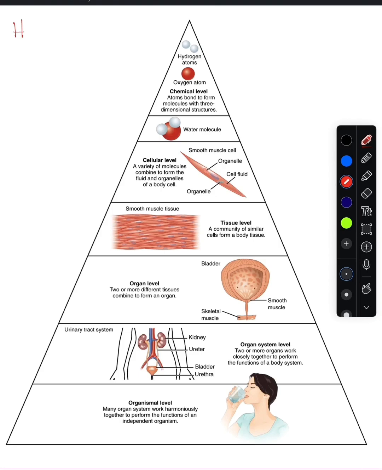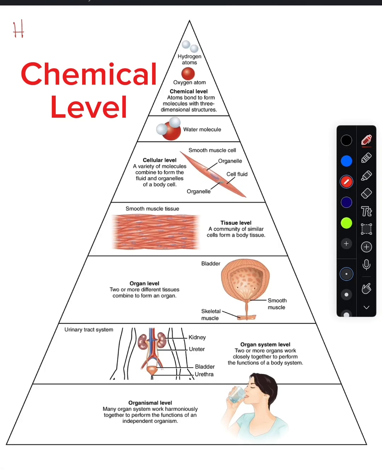So in chapter 2, we start with the chemistry of life. And at the very top of the pyramid, we can see the chemical level of organization. At the chemical level of organization, this is non-living. This is composed of elements like hydrogen and oxygen, nitrogen and phosphorus, etc. These elements can combine to form three-dimensional structures. You can see an example here, a water molecule. This would be just one example, but this is still at the chemical level.